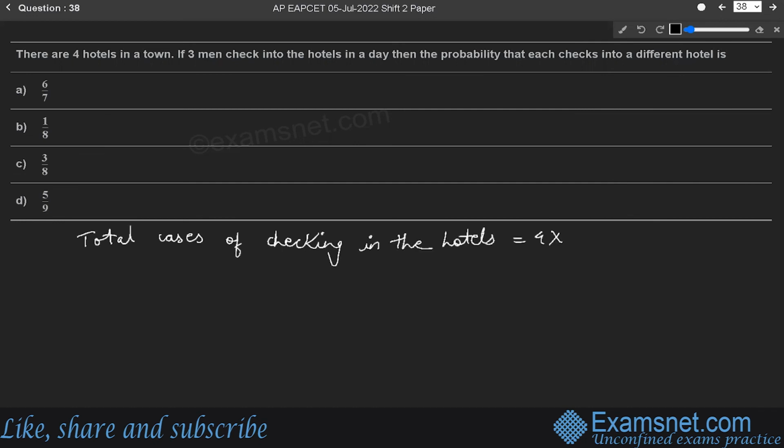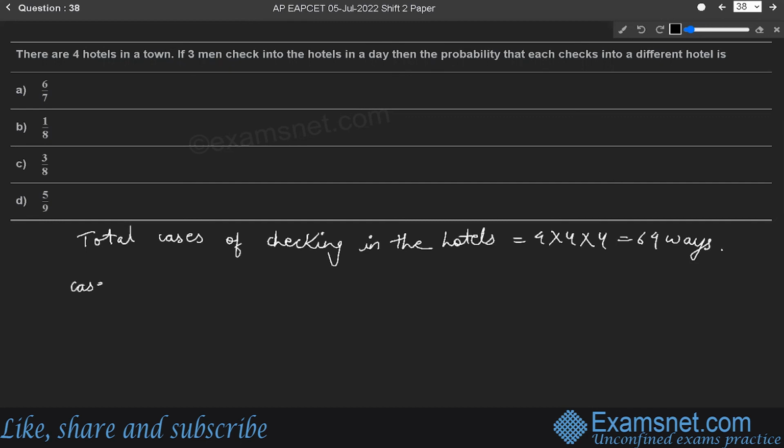will be 4 into 4 into 4, which is equal to 64 because there are 4 hotels and there are 3 people. So if each checks into any hotel, then the total cases of checking in will be 4 into 4 into 4, which is 64. So there are a total of 64 ways.